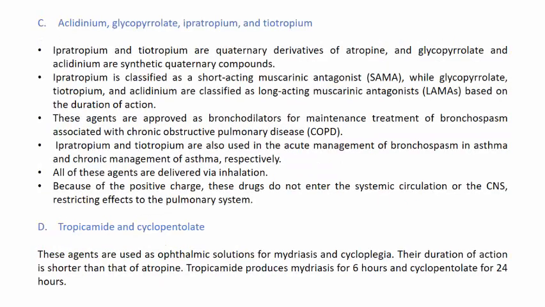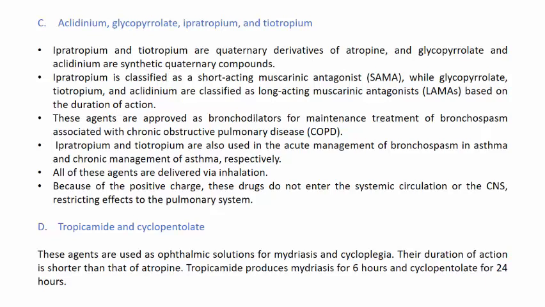Another agents which are included in this group which is the أكليدينيوم والكلايكو بايروليت والإبرة تروبيوم and تايوتروبيوم. هذه عبارة عن synthetic quaternary compounds. بالنسبة للإبرة تروبيوم is classified as short acting muscarinic antagonist, يعني يكون short acting muscarinic antagonist, while other agents are classified as long acting muscarinic antagonist.